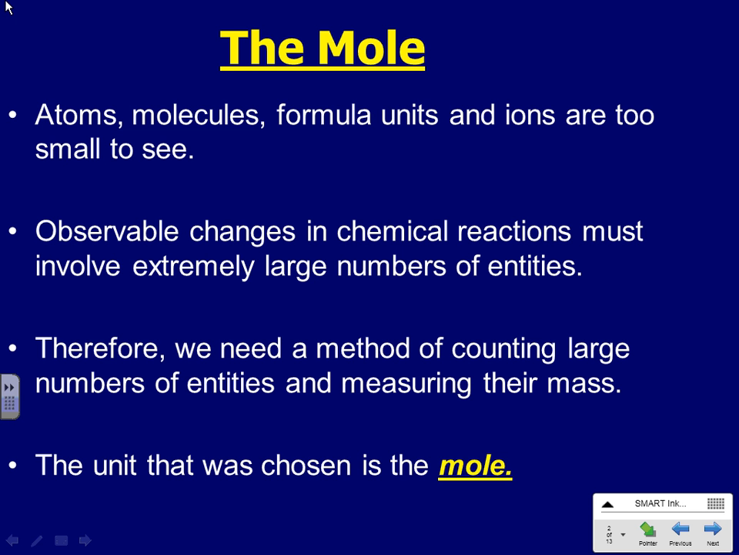Atoms, molecules, formula units, and ions are too small to see. Observable changes in chemical reactions must involve extremely large numbers of entities. So when I generate hydrogen for a hydrogen balloon, and I get a balloon full of hydrogen, there are billions and billions and billions of atoms in there. So in order to see some hydrogen in a balloon, we're talking about massive numbers of atoms, or H2 molecules. Therefore, we need a method for counting large numbers of entities and measuring their mass. The unit that was chosen was the mole.